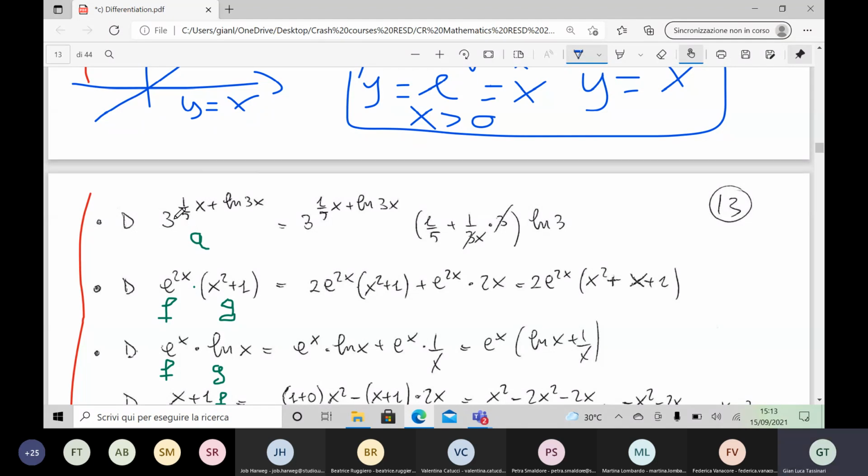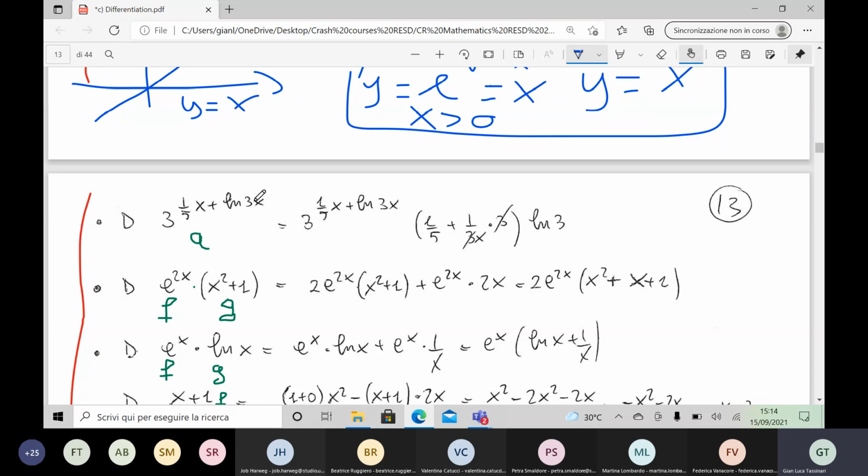3 is like a to the power alpha, so probably I wrote it to denote that this was a to the power f of x, sorry, not alpha. It is the derivative of a to the power f of x. Remember, first of all a to the power f of x, so copy it. Then you have to multiply by f prime of x, which is the derivative of the exponent. The exponent is a sum, so you take the derivative of each term. You have a constant times x, so you have simply 1 over 5, plus the derivative of ln of 3x.